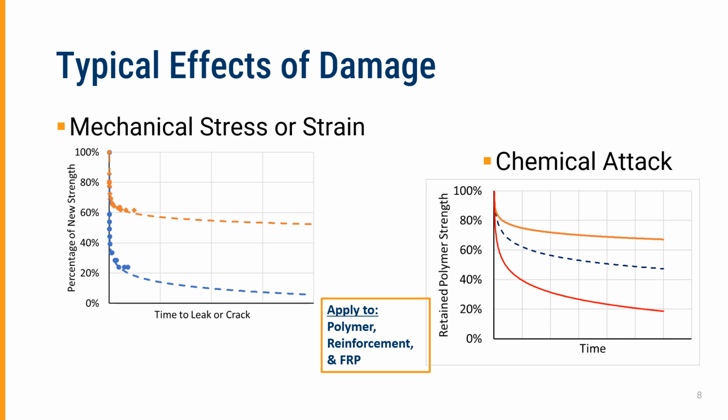And you see in both cases, we see this logarithmic reduction in strength of the material. This applies to polymer, reinforcement, and of course their combination in FRP.